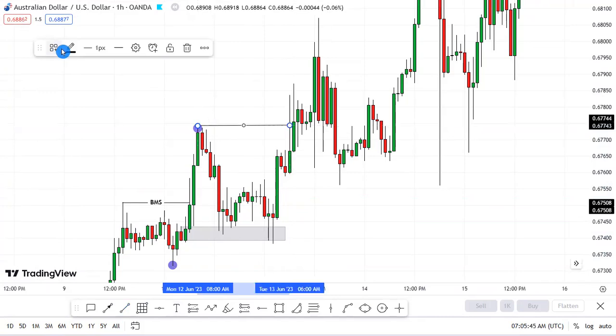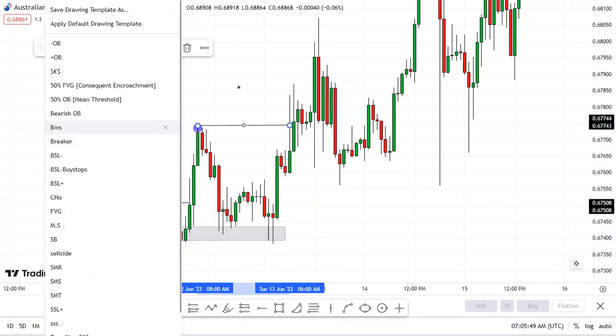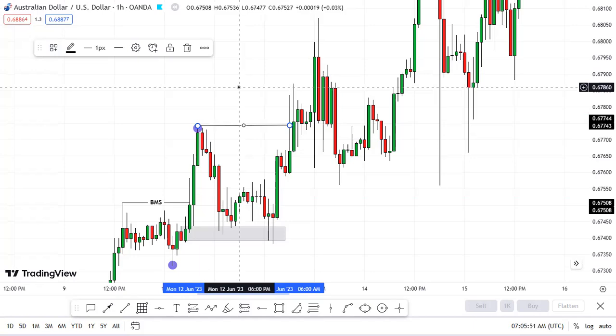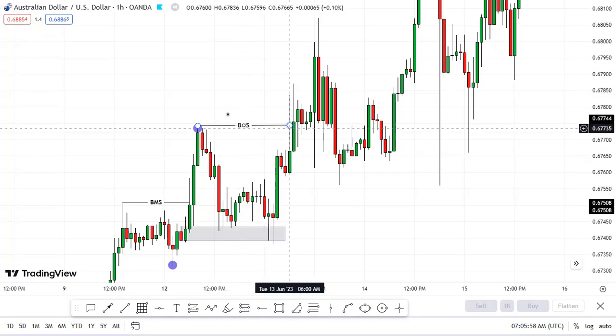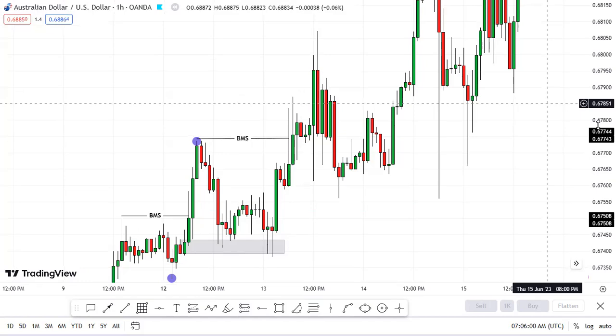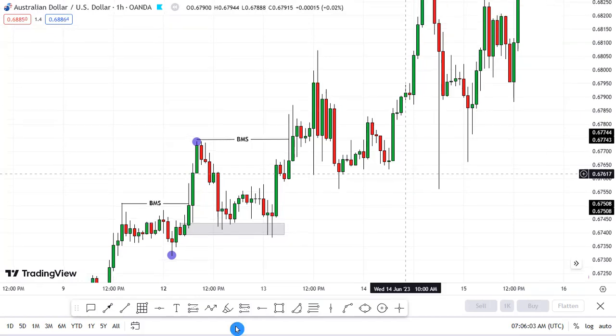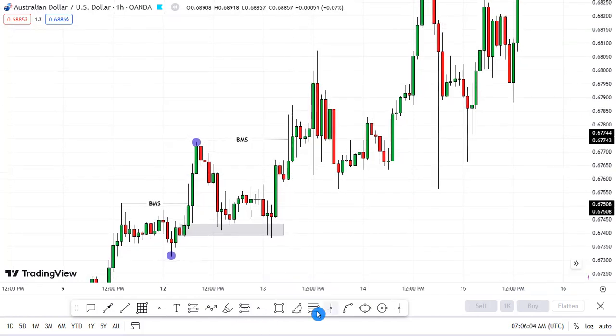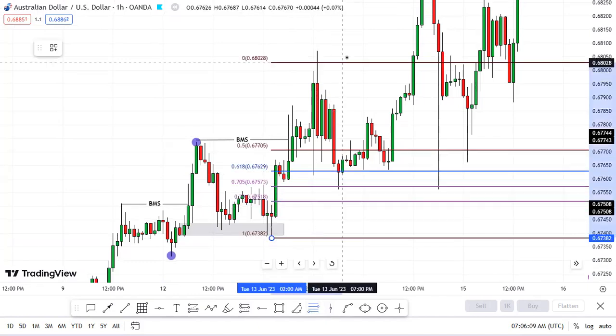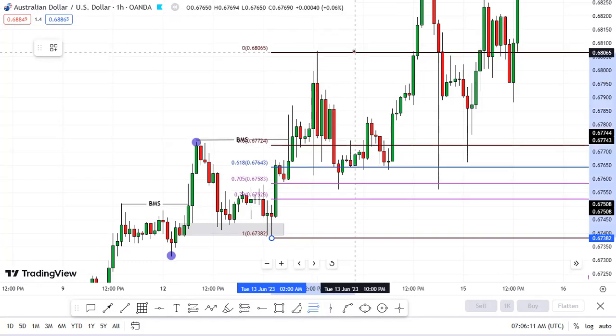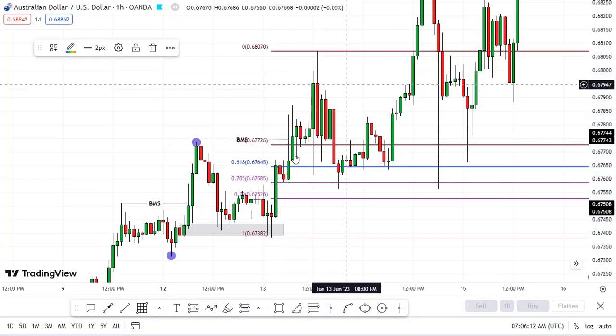This is a break of market structure. It's a break of market structure there. This is a break of market structure. And as I said, some traders use optimal trade entry points as their point of interest. They're going to execute trades on this point of interest. So you can go from the swing low to the swing high there. And you can see what's happened.